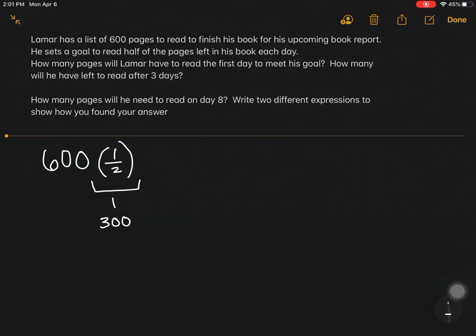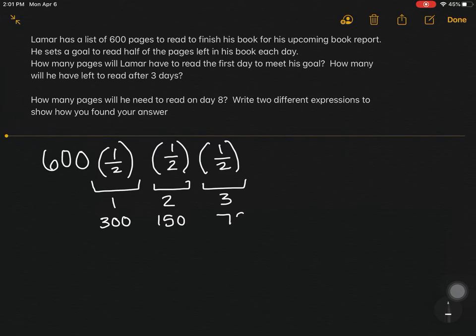Remember that he wants to read half each day. So if we want to figure out on the second day how much he has to read, all we're going to do is 1/2 again. So this is the second day. We had 600, we took 1/2, that was 300. Then we took 1/2 again on the second day. That'll give us 150 pages. On the third day, again, he wants to read half of what's left each day. So he's going to read another half of the pages on day 3, which means he's going to read 75 pages. So on day 3, he's going to read 75 pages.